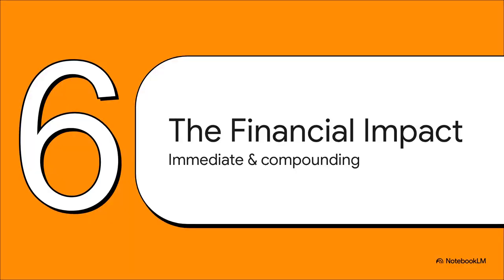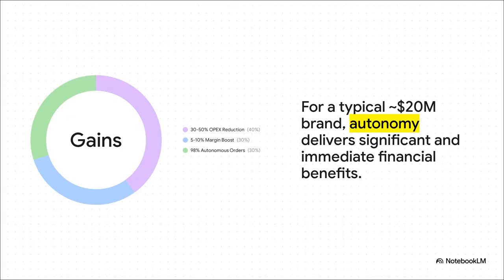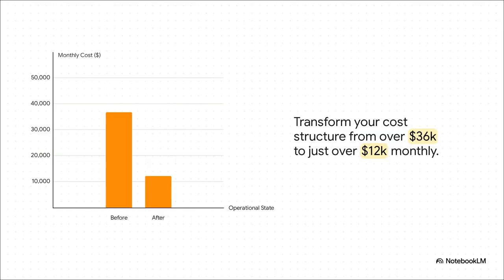Okay, let's talk about the money, because this new foundation has an incredible impact on the financial health of your business. And the benefits aren't just immediate, they actually compound over time. So for, let's say, a $20 million brand, the results are pretty amazing. We're talking a 30 to 50% cut in operating expenses, a 5 to 10% boost in gross margin just from plugging all those profit leaks. And of course, that incredible 98% of orders process with zero human intervention. I mean, a picture is worth 1,000 words, right? Look at this. Total monthly operational costs plummet from nearly $37,000 to just over $12,000. That's not an optimization. That's total transformation of your cost structure.